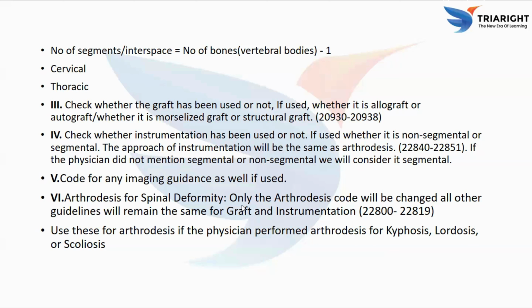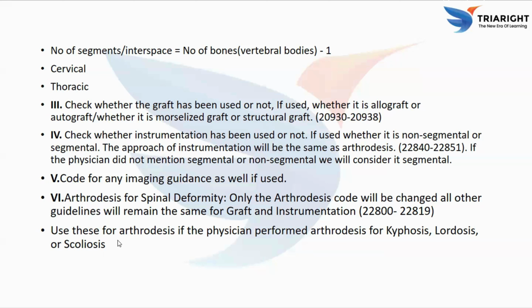And step 6 is orthodesis for spinal deformity. So what is spinal deformity? Kyphosis, lordosis, and scoliosis. So what is the coding rule? Only the orthodesis CPT code changes. Graft and instrumentation rules remain the same. And CPT code ranges for deformity orthodesis is 22,800 to 22,819.